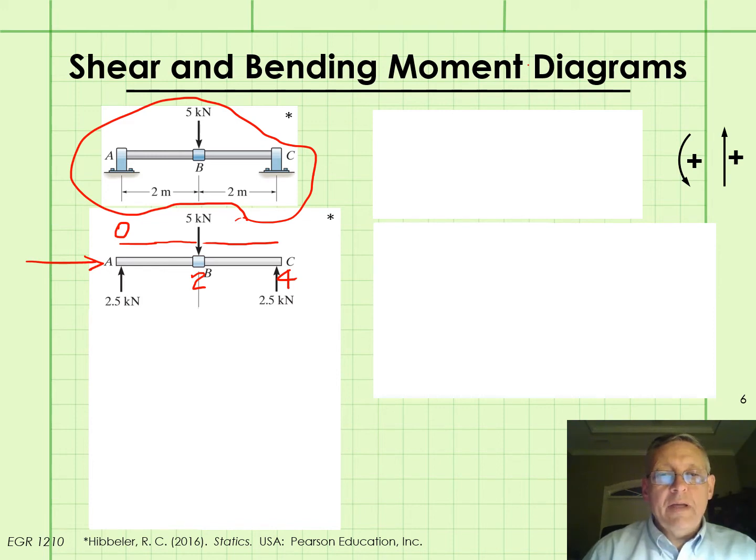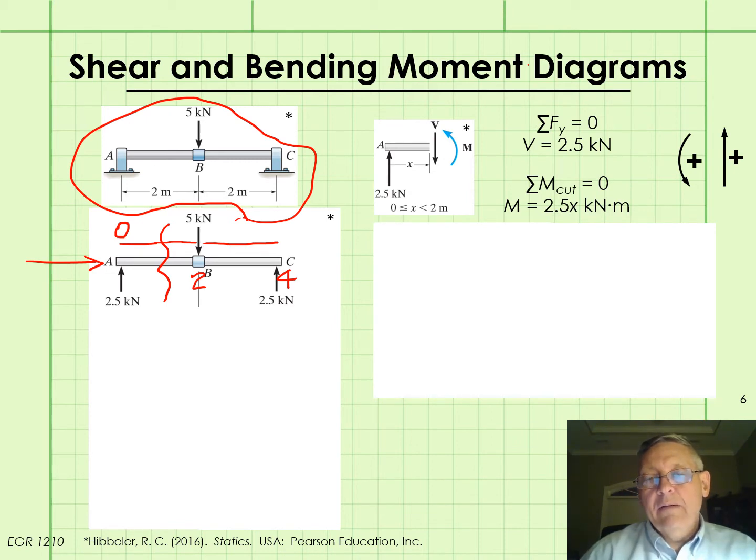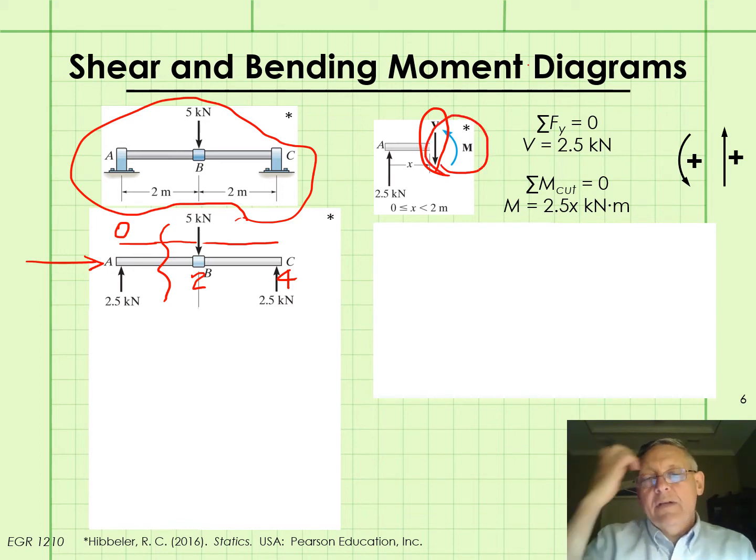We're going to cut the beam in this first section here between 0 and 2. Draw the free body diagram of that, which I've shown uncovered here on the upper right hand of the slide. And on that free body diagram, we need to make sure that we show the unknown shear force acting down at the cut and the unknown bending moment acting counterclockwise at the cut.